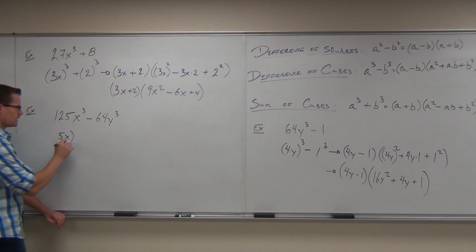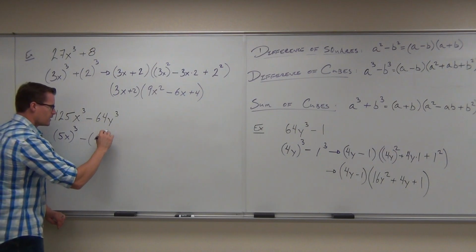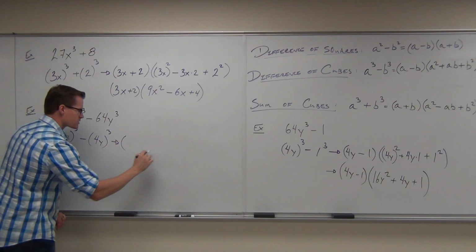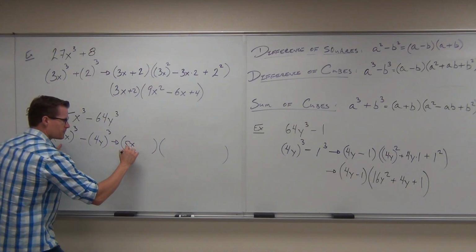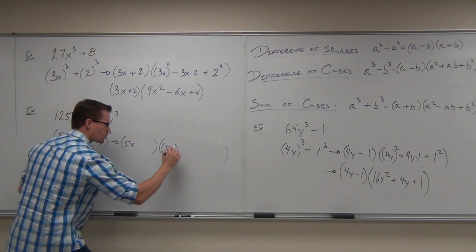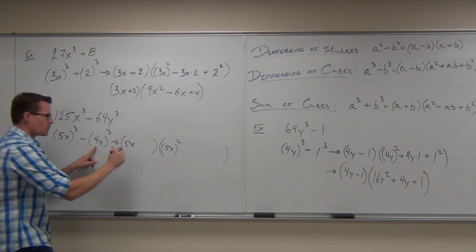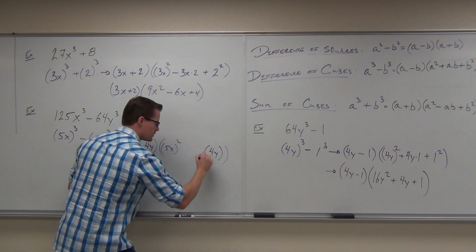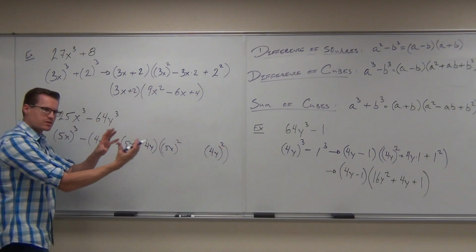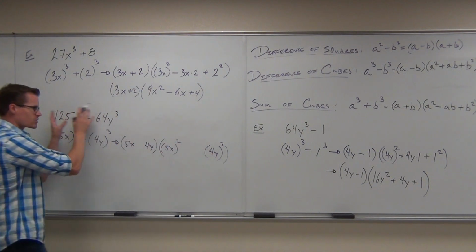Yeah, you will. So this is 5x to the third minus 4y to the third, and then we'd start doing this. We have small factor, we have large factor. This is first thing and first thing squared. You see why it's important to have the square? We have last thing and we have last thing squared. You gotta have it in parentheses squared. Do you understand why? You gotta get that square in there so that we get these numbers back.